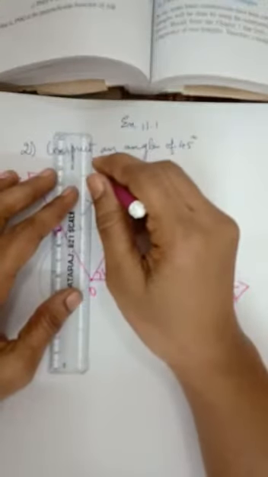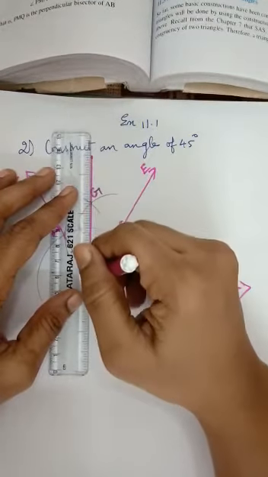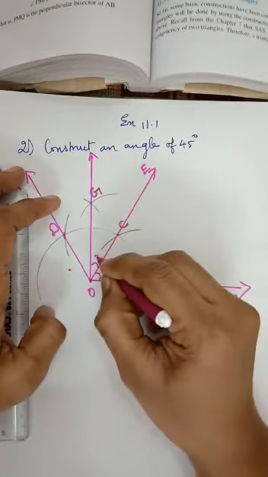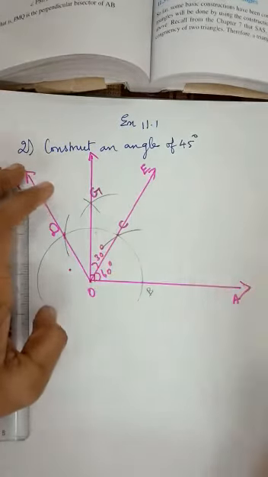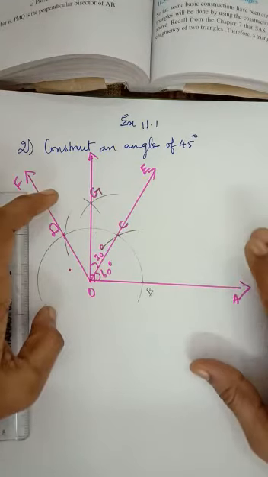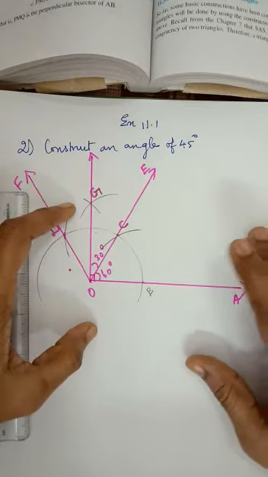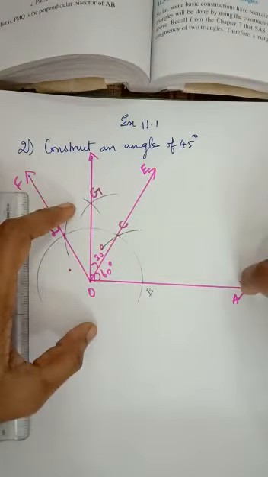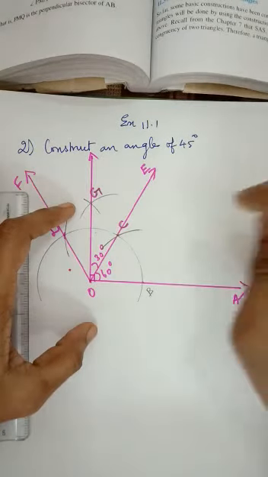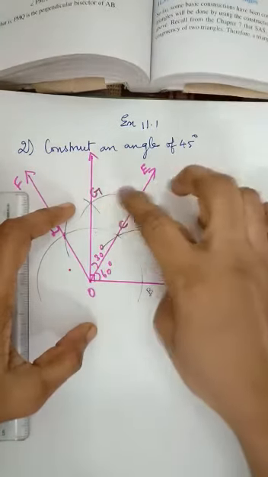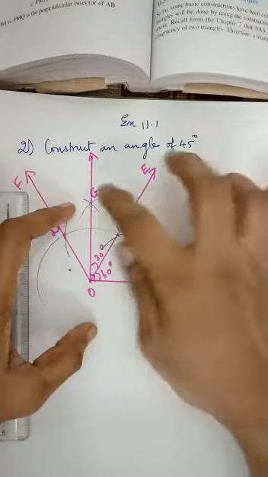Now you should join OG. So this is 90 degree, and this will be 30 degree. Is it clear? Already we have learned. Okay, students, now we have to construct 45 degree. Listen, if we construct the bisector of angle GOA, then we will get 45 degree. So we have to construct the bisector of angle GOA.